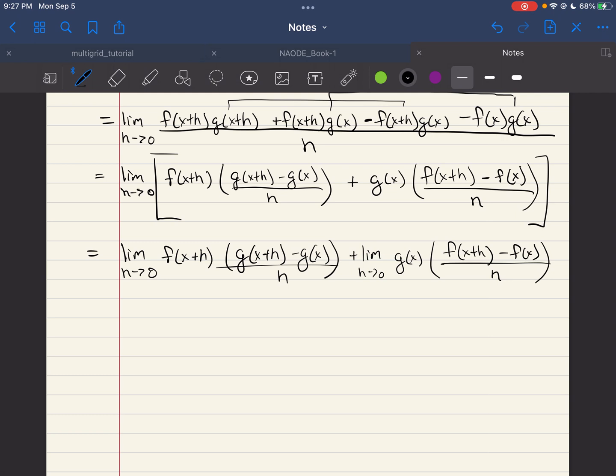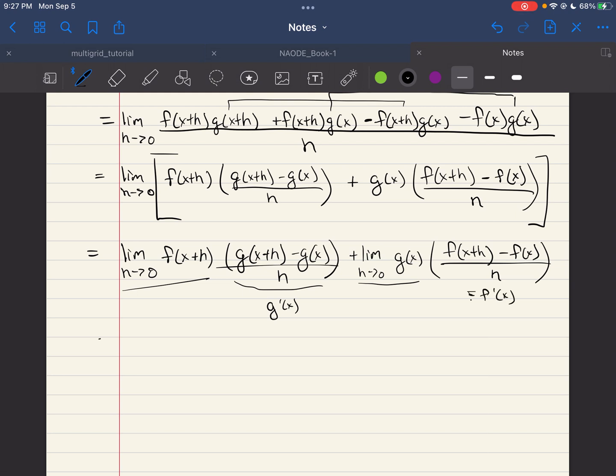So we can use the product of limits, because this right here is just g prime of x. We know it exists. We know f and g are differentiable, so they should be continuous. So we know that we could evaluate these limits. And then the limit of this part right here would just be f prime of x.